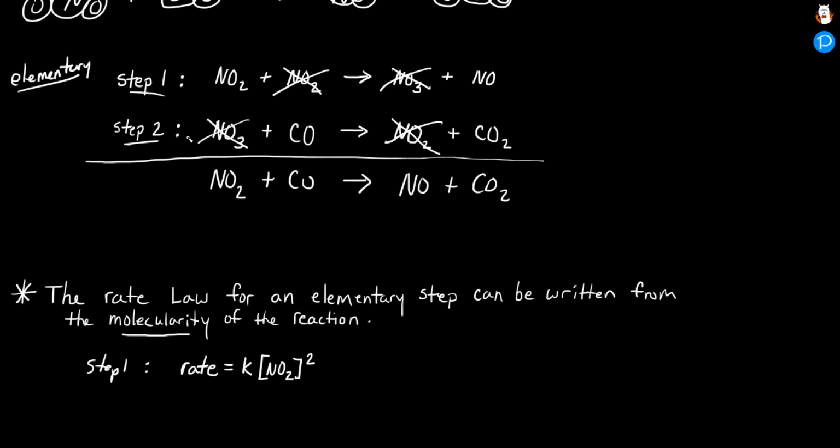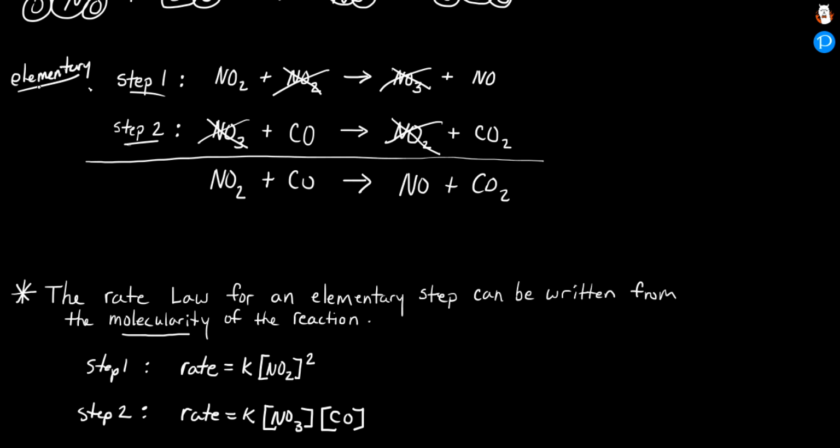I could do it for step 2. If I wanted to write the rate law for that elementary step, I would do the same thing. So rate is equal to our rate constant k for that reaction, and I've got NO3, which I just have 1 of, so it would be raised to the first power, which we just leave blank, and then times the concentration of CO. And again, there's only 1 of those, so that would be raised to the first power. And there'd be my rate law for the second step.